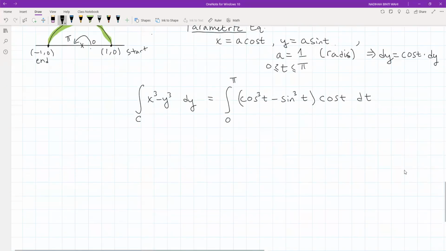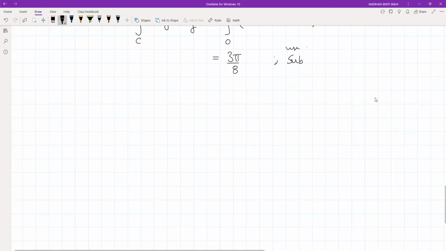So you can do the integration. I don't want to do it one by one. So the answer, you just plug in your numbers, and this is 3 pi over 8. You can show your integration. You can do it one by one, or you can use substitution or by parts, and so on.